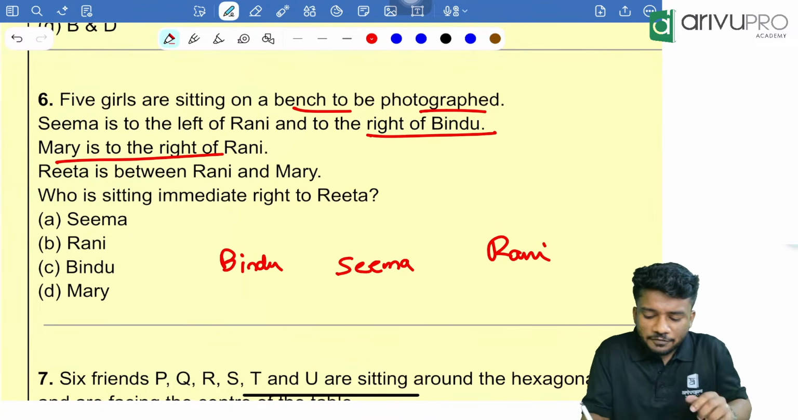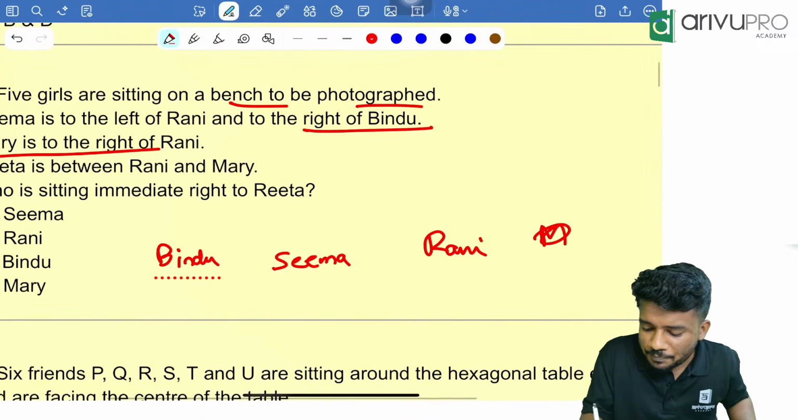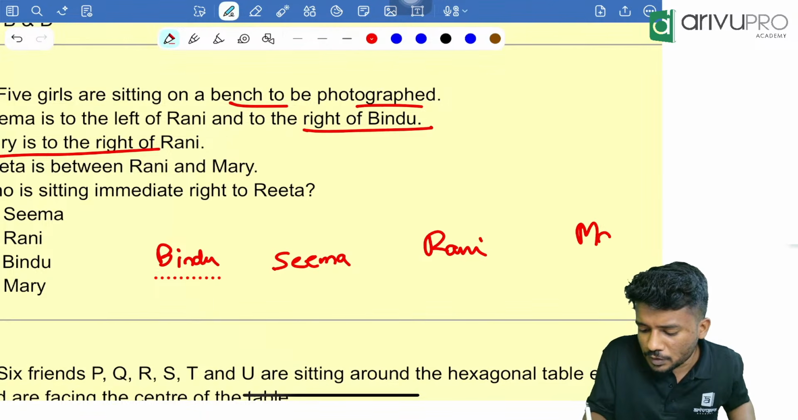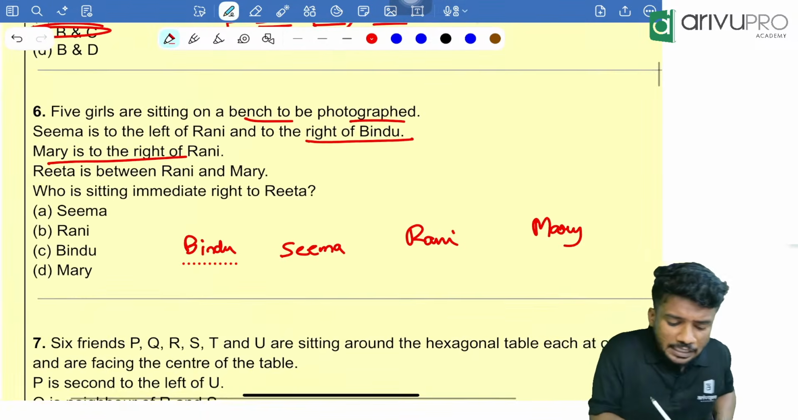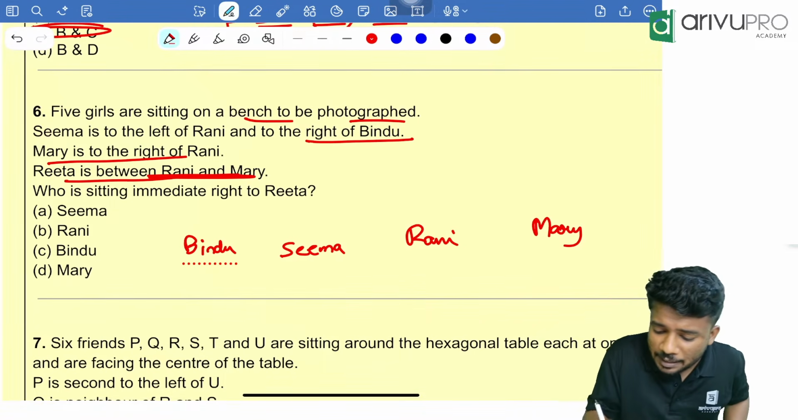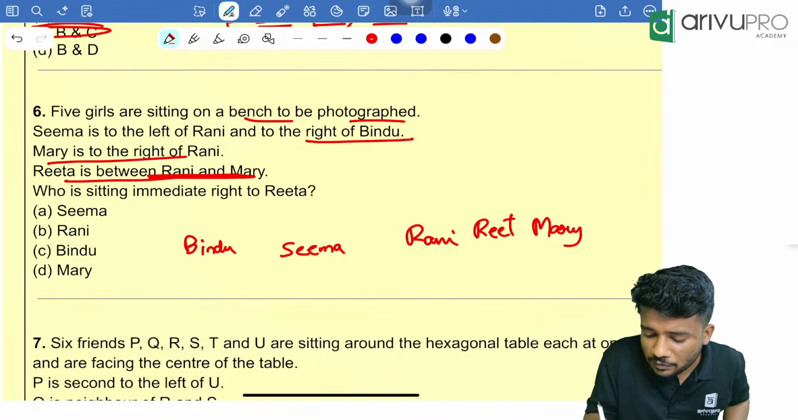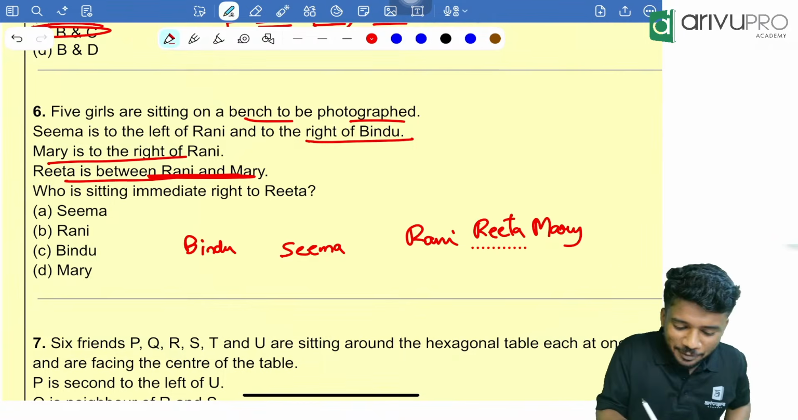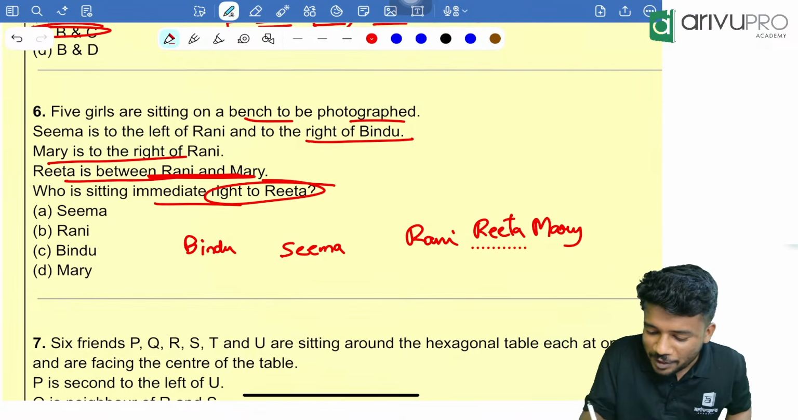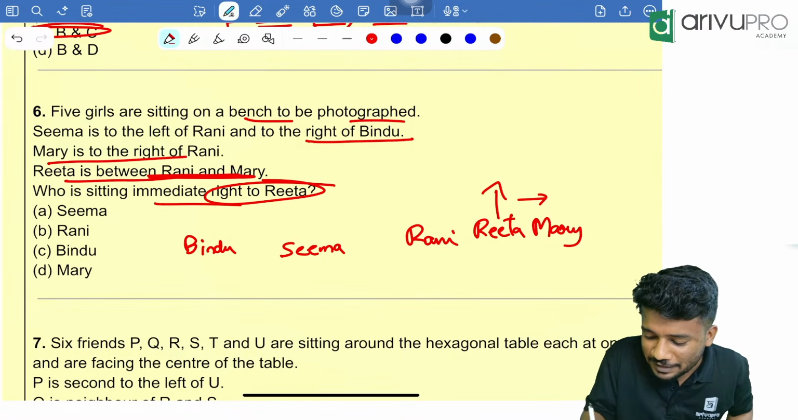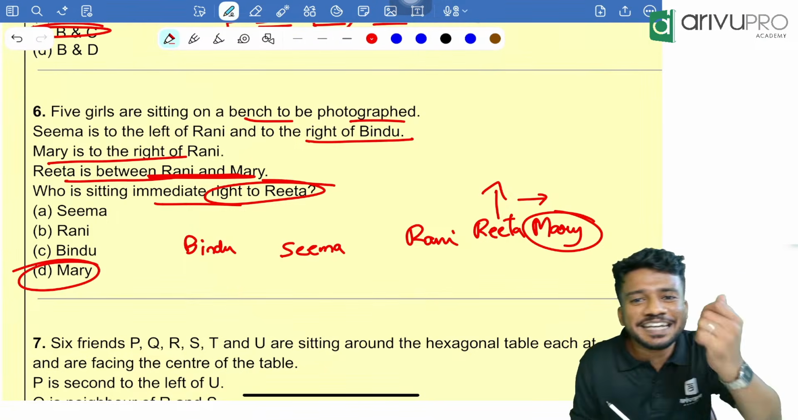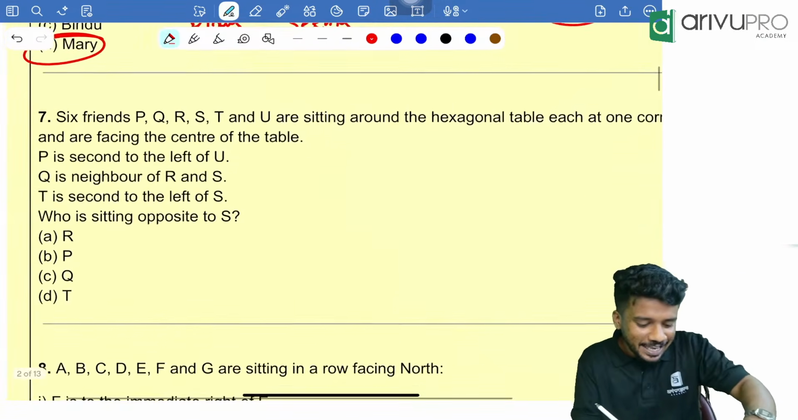Mary is to the right of Rani. Rita is between Rani and Mary. Direct question. Who is sitting immediate right of Rita? Mary is sitting immediate right of Rita. Option D is the answer.